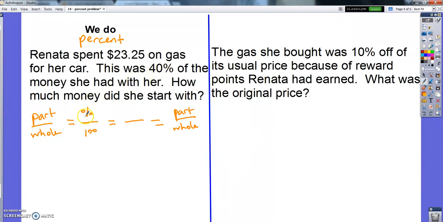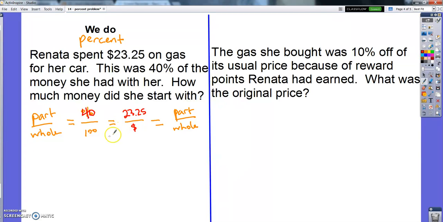In this case, I know the percent, so 40 out of 100. And this $23.25 was part of her money. It obviously wasn't all of her money. It was only 40% of what she had. So in this case, I know the part, and I don't know the whole. That was her amount of money. We'll give it a variable right there. So it's a part to whole question where I'm asked to find the whole, not the part. Any of the three could be asked.